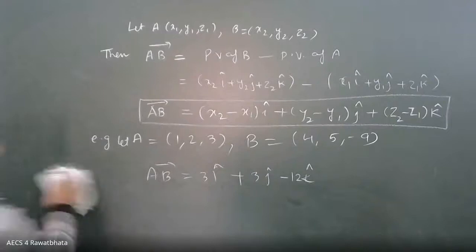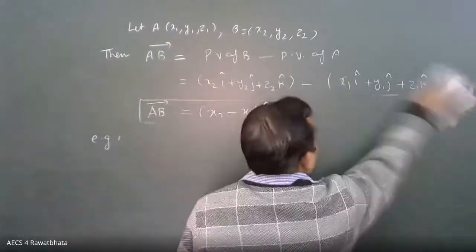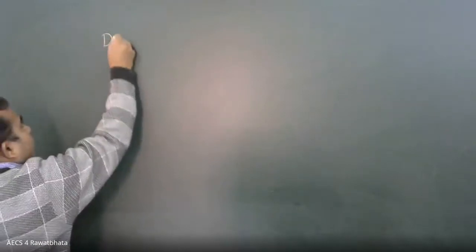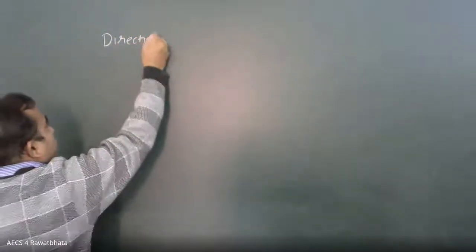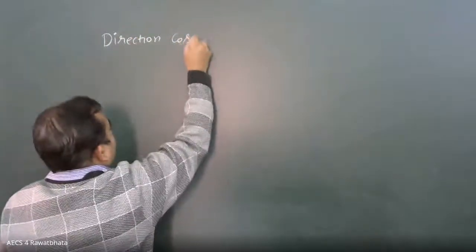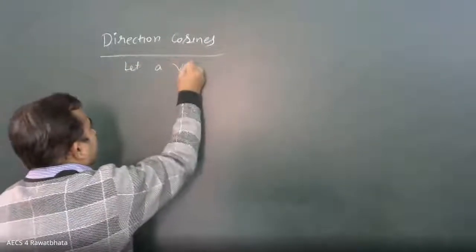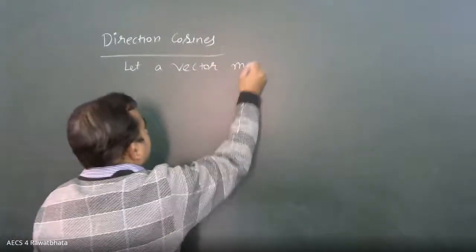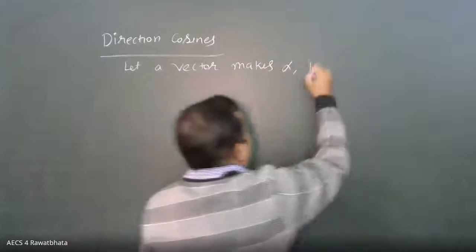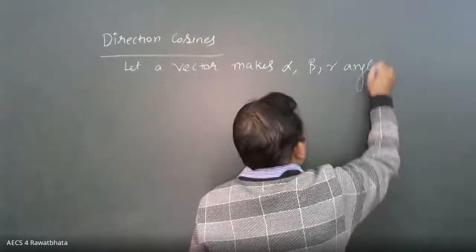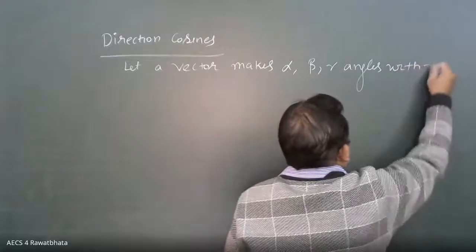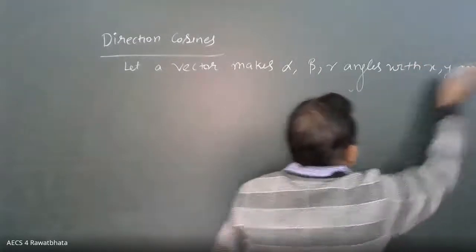Then let us learn very small some more concepts. Then we shall move towards the exercise. There is a term called direction cosines. Direction cosine. Cosine मतलब cos. Take it. Let a vector make alpha, beta, and gamma angles with x, y, and z axes respectively.